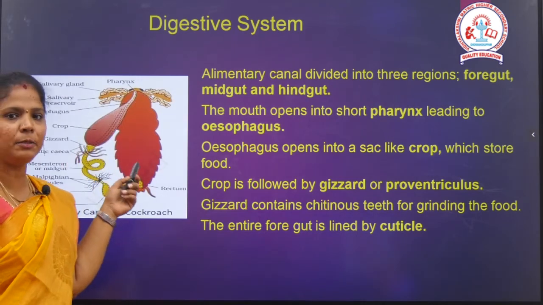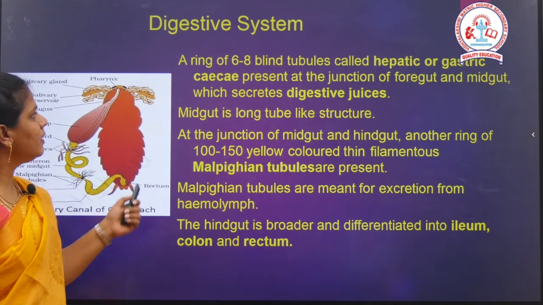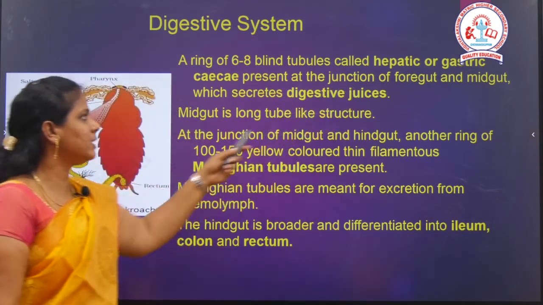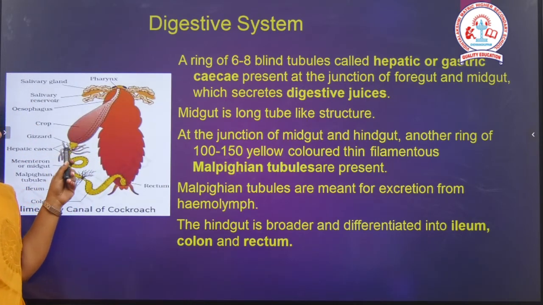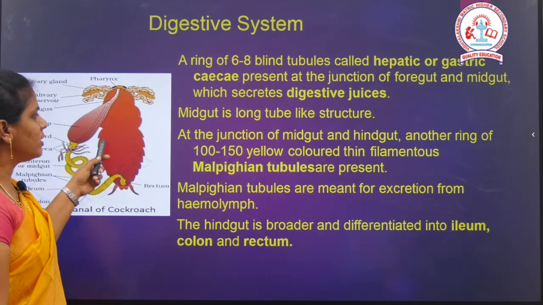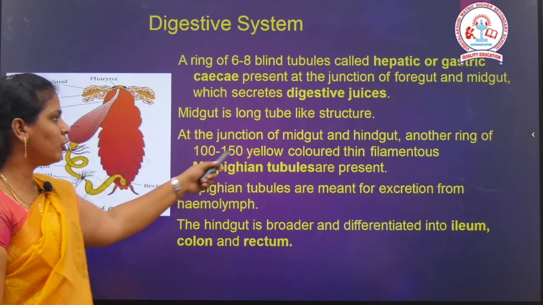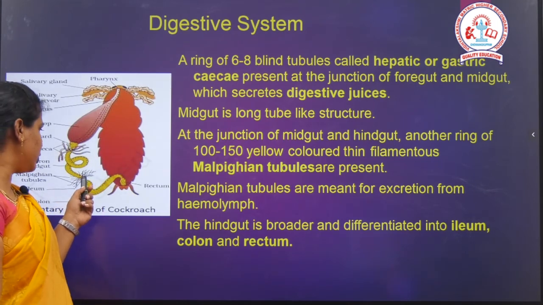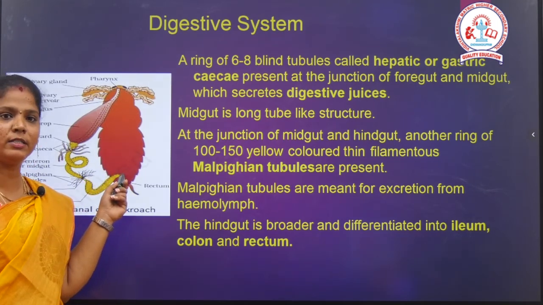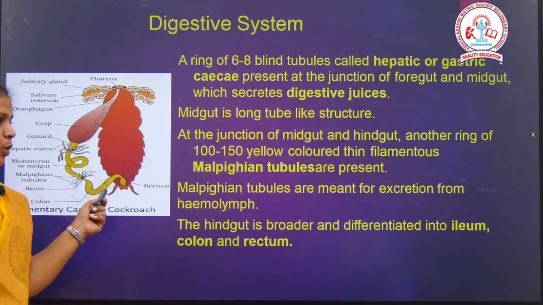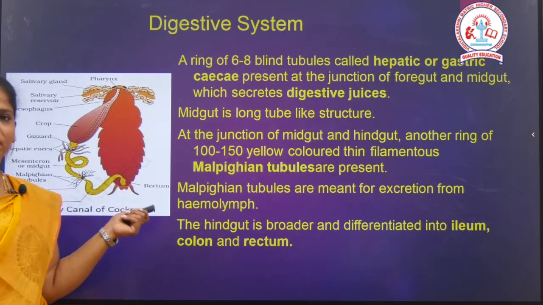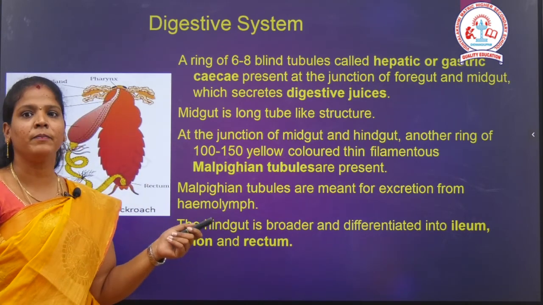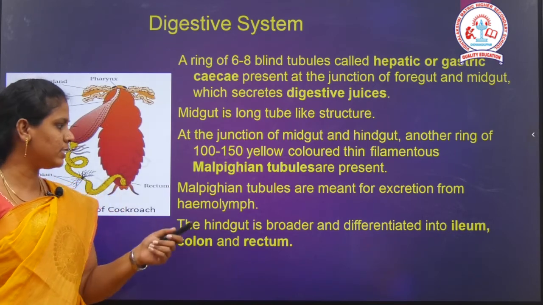The second part, the midgut, has a ring of 6 to 8 blind tubules called hepatic or gastric caecae. The hepatic caecae can be seen in the midgut. At the junction of the midgut and hindgut you can see the Malpighian tubules, 100 to 150 in number and yellow in color. They act as the excretory system, excreting nitrogenous waste from the hemolymph of the cockroach.